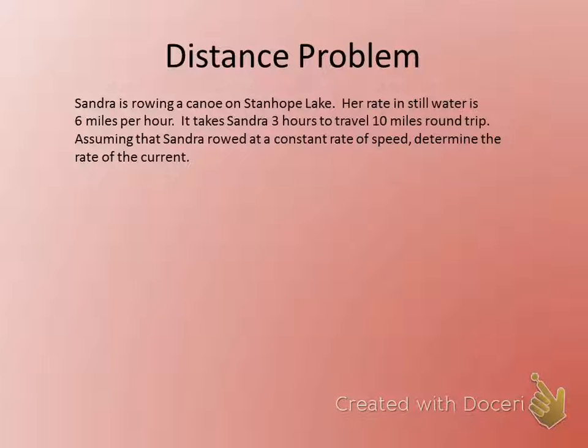Okay, so we know that the formula to use here is D equals R times T, distance equals rate times time. We've done that before. The difference between this one and any other ones is we know how long it took her the entire trip. We know the distance for each part of that trip. What we really need to work on is finding that rate.